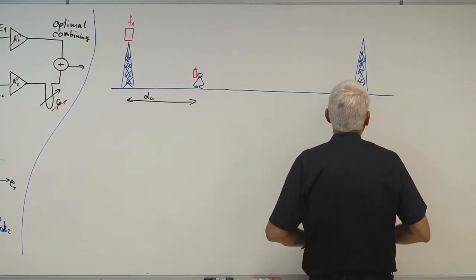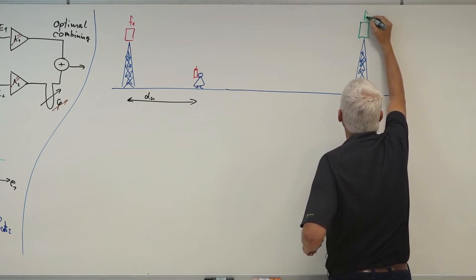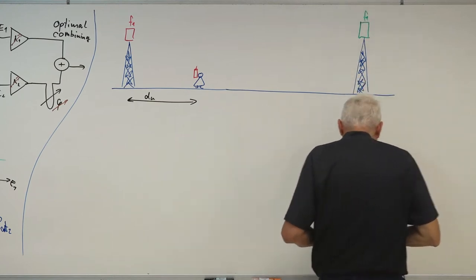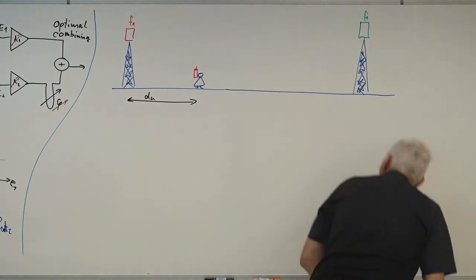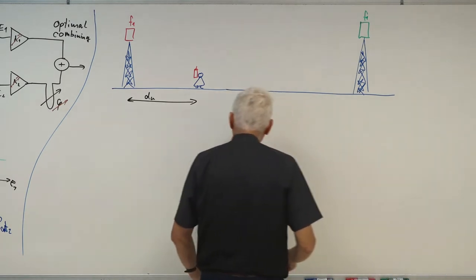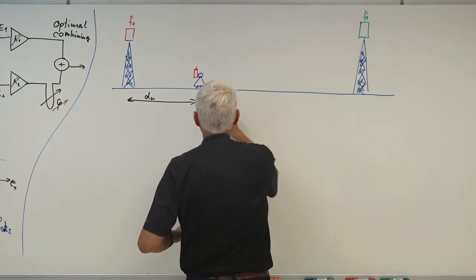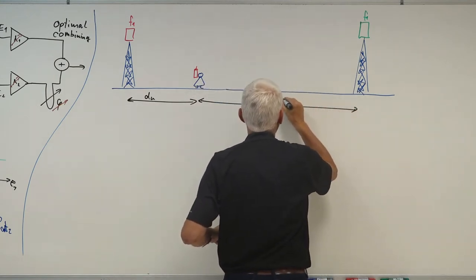So here I have also F1, but this F1 is communicating with another user. It's sending out other information. So what I have here, I have this distance here, which is the distance from the interference.